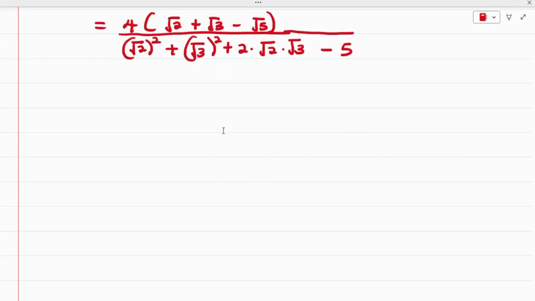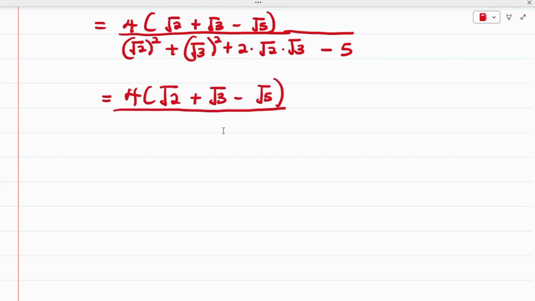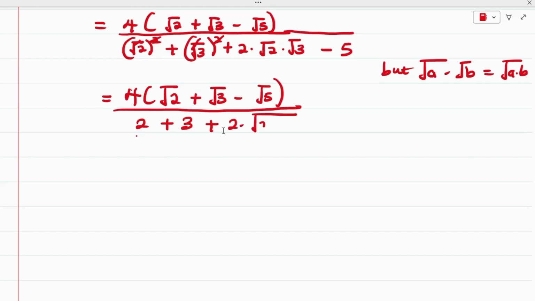So from here we have that this is equal to 4 multiplied by the square root of 2 plus the square root of 3 minus the square root of 5 divided by... Now this is going to cancel out this, so we have this to be 2 plus, this cancels out this, we have this to be 3 plus. Now we note that if we have the square root of a multiplied by the square root of b, this is equal to the square root of a multiplied by b, right? So we have this to be 2 multiplied by the square root of 2 multiplied by 3 minus 5.